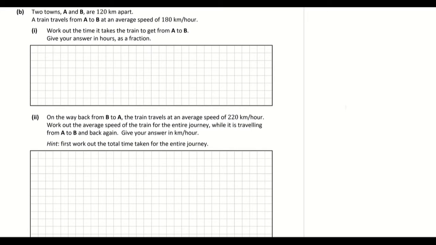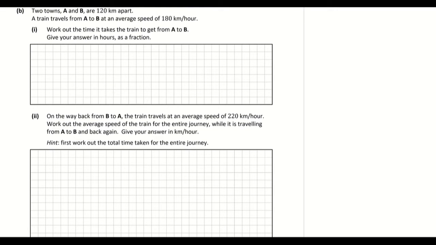Moving down now to part B, 1 and 2. Two towns, A and B, are 120 kilometers apart. A train travels from A to B at an average speed of 180 kilometers per hour. Work out the time it takes the train to get from A to B.